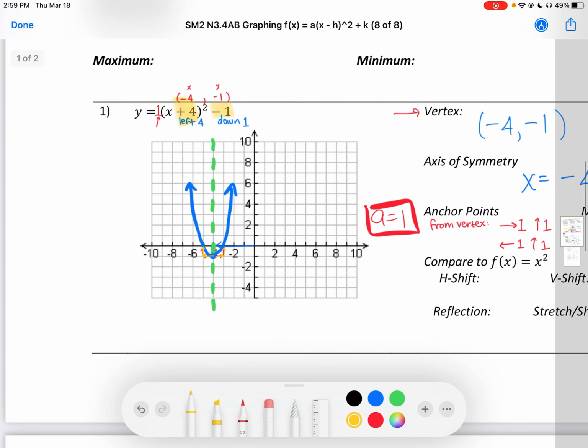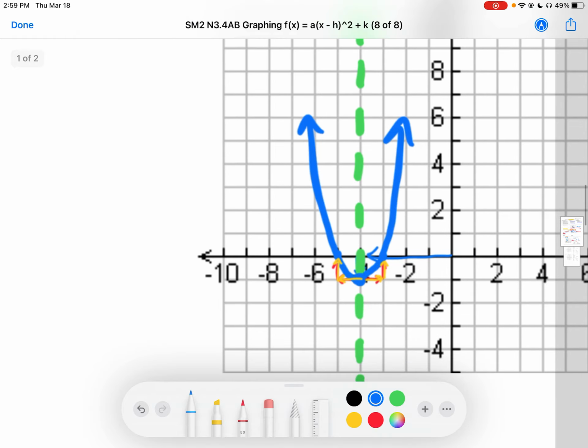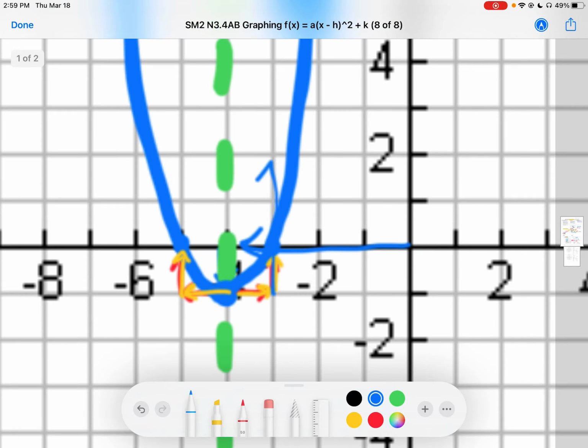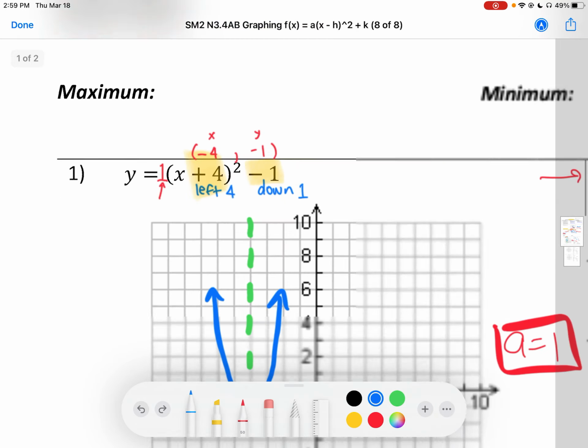But if I had a 3 out front, then I would have to go over 1, up 3 and left 1, up 3, right? Because it would be skinnier. I'll erase those because I don't have a 3 out front. I only have a 1 out front.